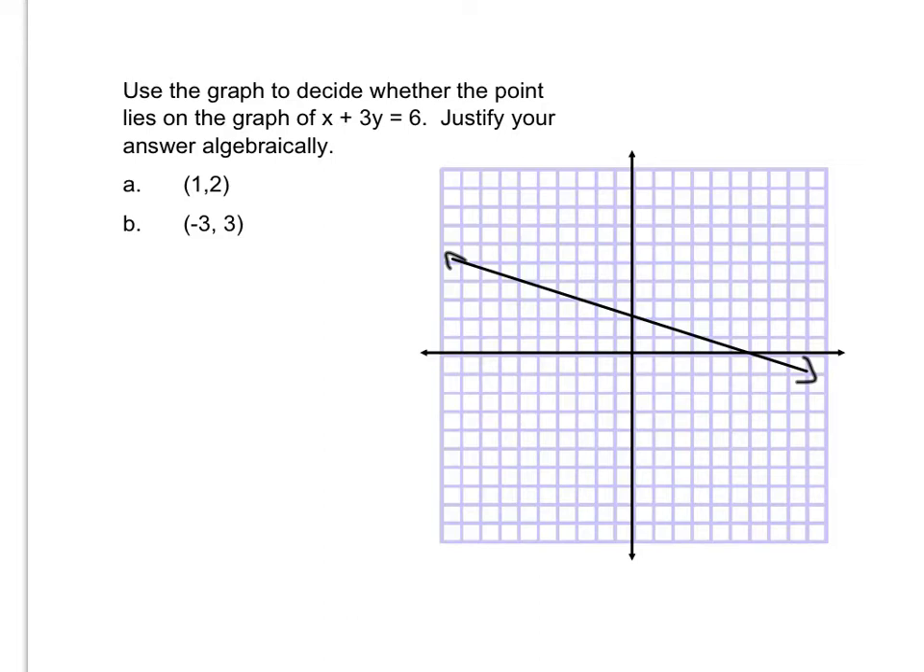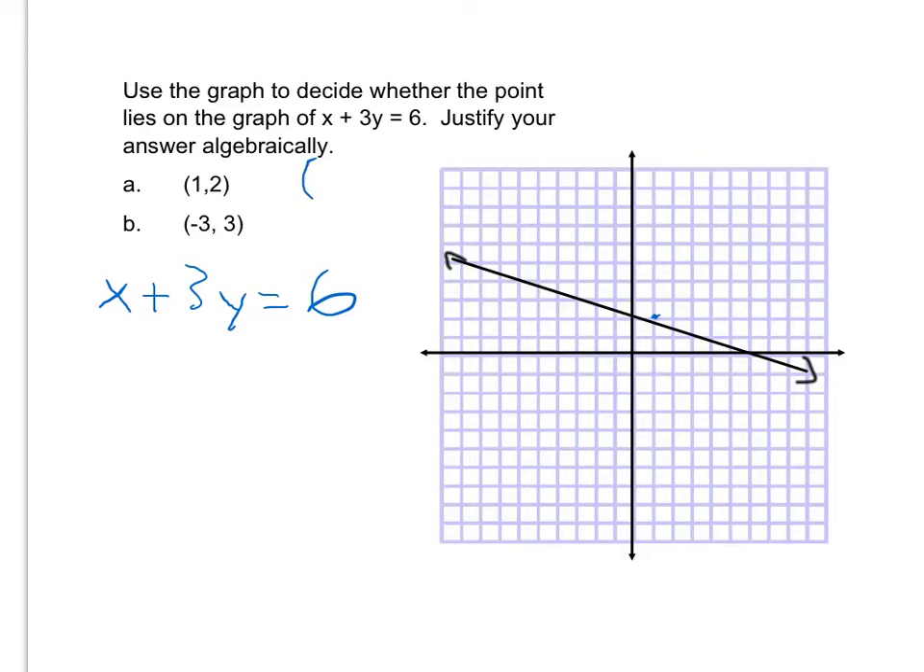Well, the first thing that I'd want to do is go ahead and rewrite my equation here. So I'm going to do that. X plus 3y equals 6. And we want to know, does the point 1, 2 actually fall on the line? Well, if you look here, the point 1, 2 is right here, and it looks like the line is a little bit off of that. So it looks like it doesn't exactly fall on there. So we want to make sure, though, and check it algebraically.